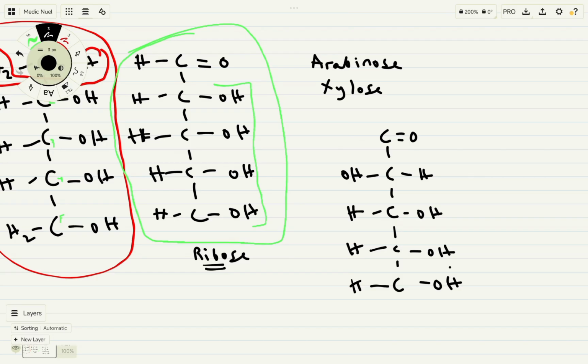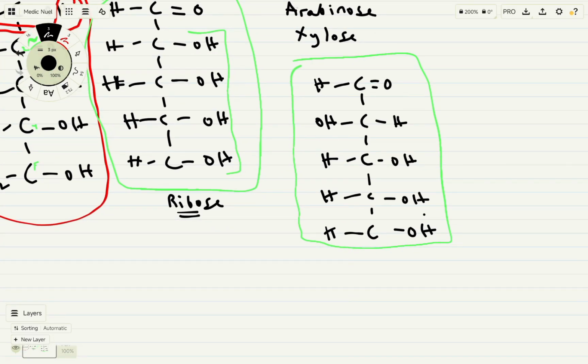So I'm still going to have this here. So this structure that I have here now, what is it? This structure that I have here is a linear structure for arabinose.